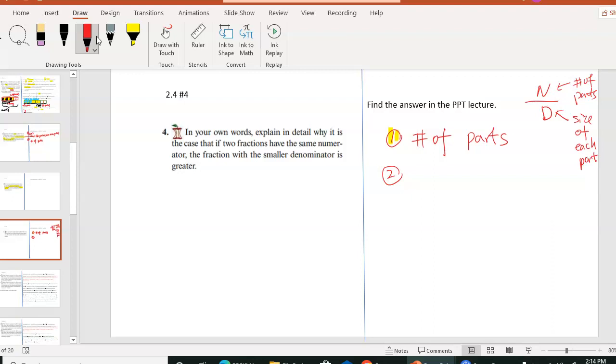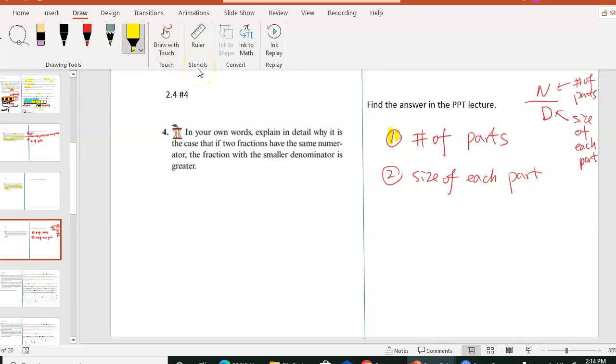And that's actually why we call it a denominator, because it literally denominates, it's the denomination or the value of the fraction. And so we have the size of each part. Okay, so let's use these two key components to compare the fractions, or to explain why this one works.